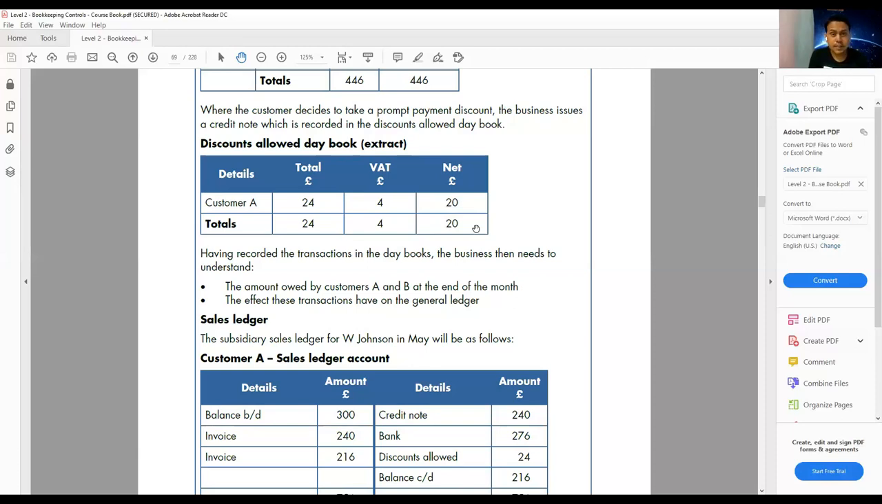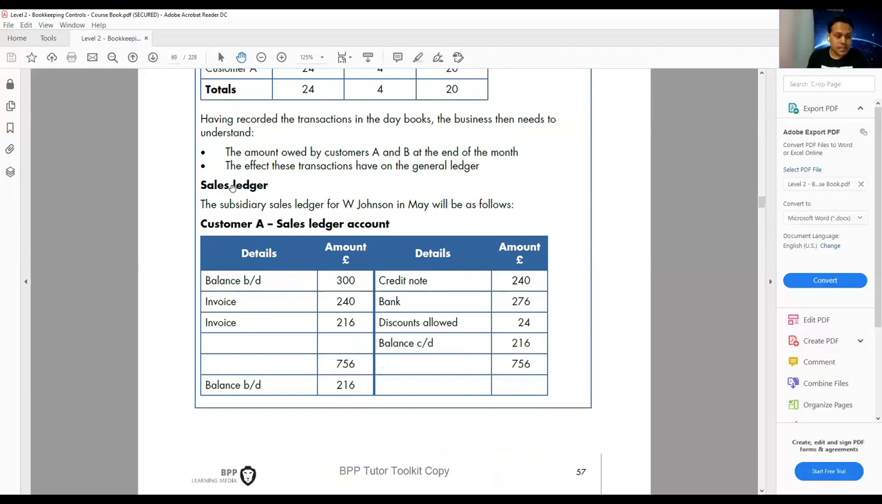They give us some day books, books of prime entry, and ask us to prepare the sales ledger control and the sales ledger, and to reconcile them. So let's start with the sales ledger. For the sales ledger, we talk about individual customers, A, B, C, D, one by one, so that we can identify how much is outstanding from customer A, customer B, C, D, whatever it is.